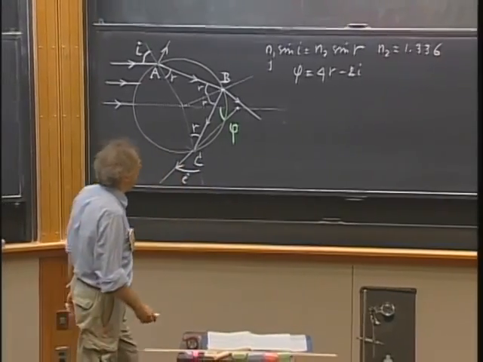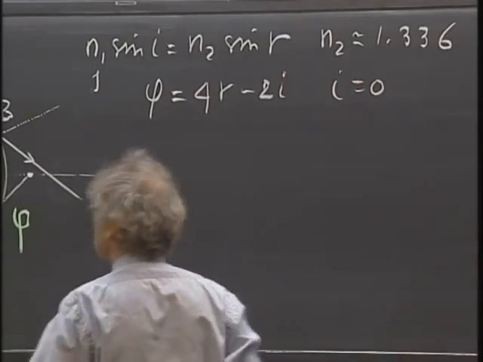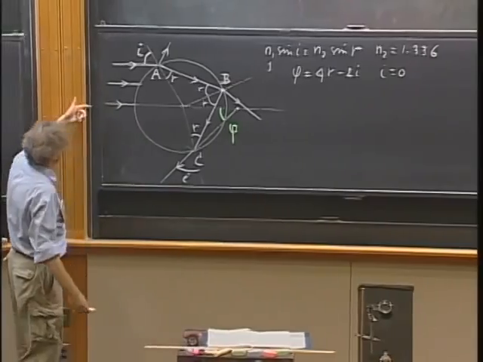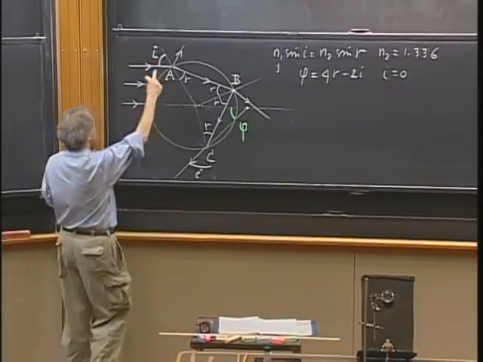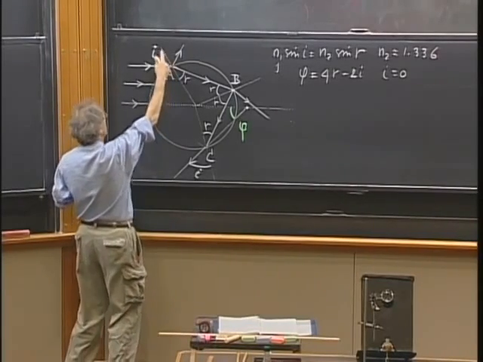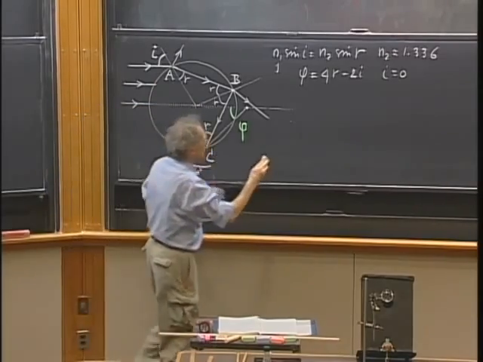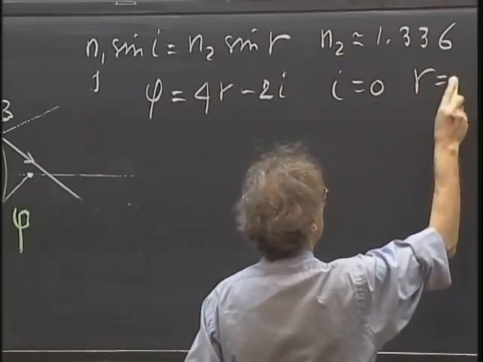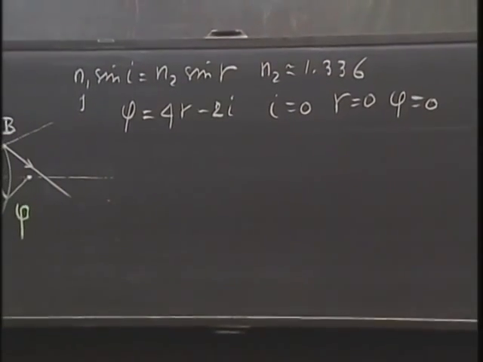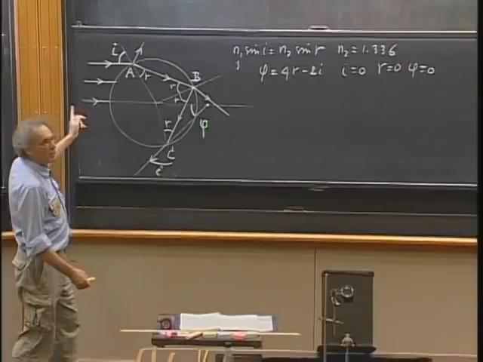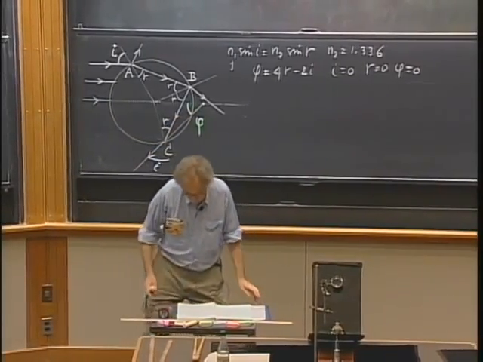So what is interesting now, if you take I is 0 degrees, which is this light that strikes the rainbow head on, so to speak, then I is 0, right? Because I is the angle between the incident radiation and the normal to the surface, so that is 0. Then R is also 0, the angle of refraction, and consequently phi is 0. In fact, the light penetrates the raindrop and comes straight back. And so this angle phi is then 0.